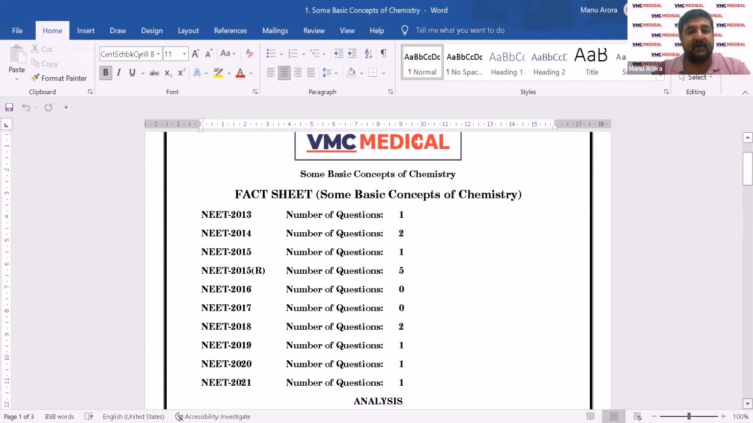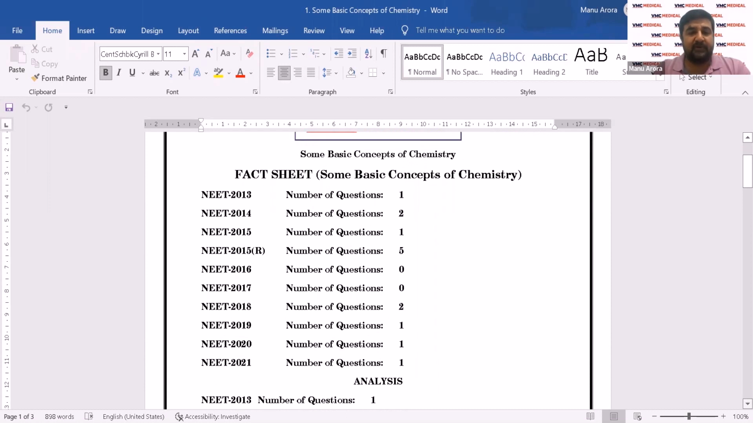The fact sheet suggests that if you look at the years from 2013 to 2021, there has been one question in 2013, two questions in 2014, then one question in 2015. Now this can be more of an anomalous figure because in 2015 we had a repeat paper. Although we had a repeat paper in 16 also, in 15 the repeat paper was within just about 1 month's time. So there's a possibility that this number is a little anomalous, and not in agreement with the pattern. And then in 2016 and 17 we see no question coming from this chapter.